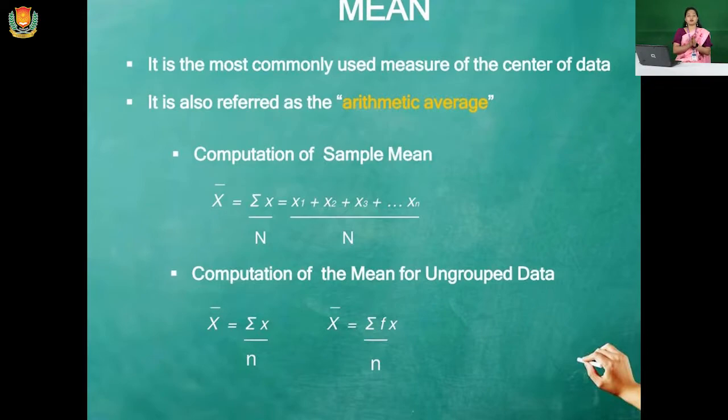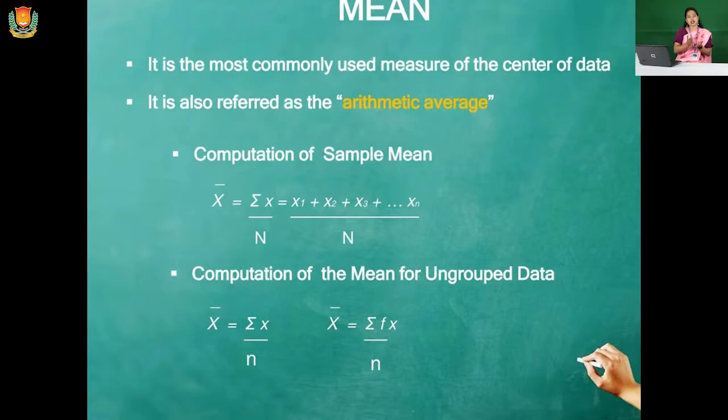So let's start with the mean. What is mean? Mean depicts the average. That means you have quantitative data in bulk, and then you have to calculate, for example, the average size of this room, the average height of the students in class 12, or the average weight of the students in the 12th standard.